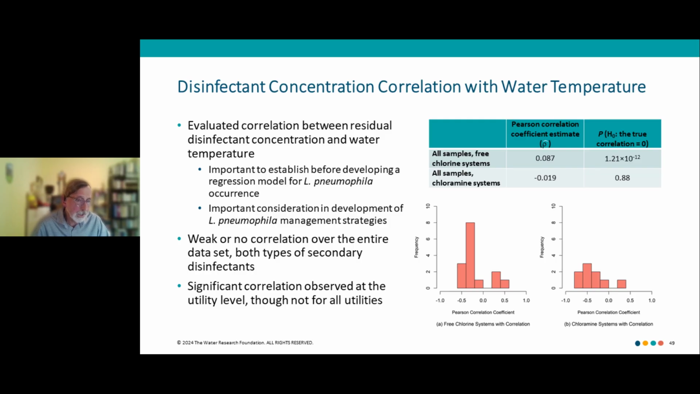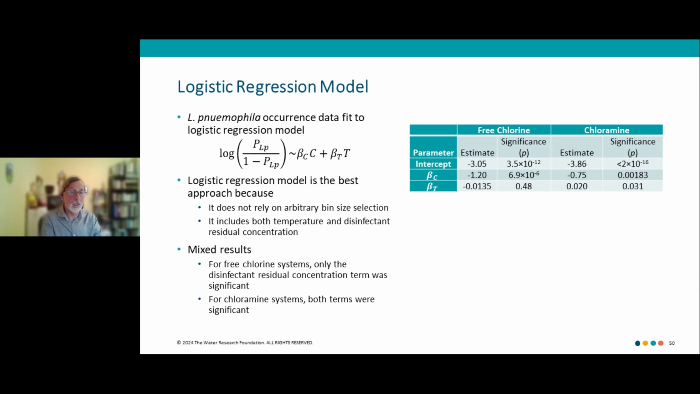But essentially, if you look at the entire data set, we see weak or no correlation between temperature and disinfectant over the entire data set for both types of secondary disinfectant. We did see significant correlation at the utility level for some utilities, but not all utilities. So that introduces the next slide, which is the logistic regression model we used to pack everything up and come up with some results on the occurrence of Legionella pneumophila and what temperature and concentration have to do with it. We developed a Legionella pneumophila occurrence model that was logistic regression.